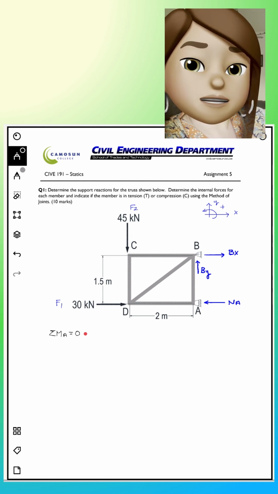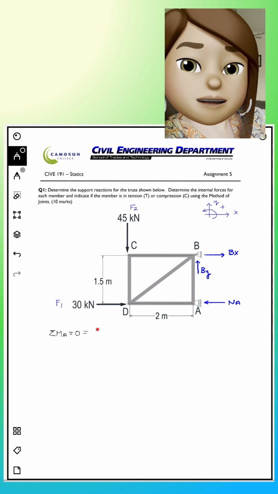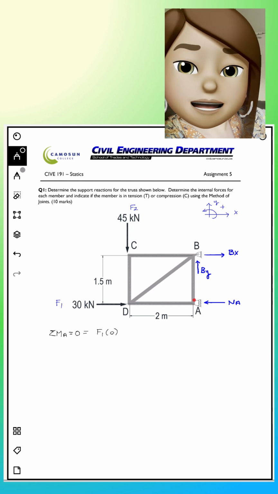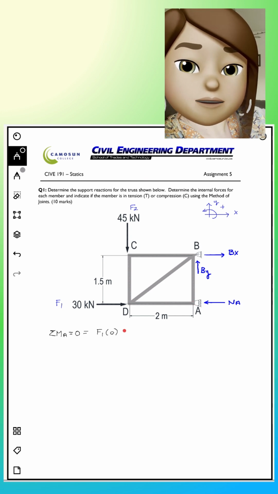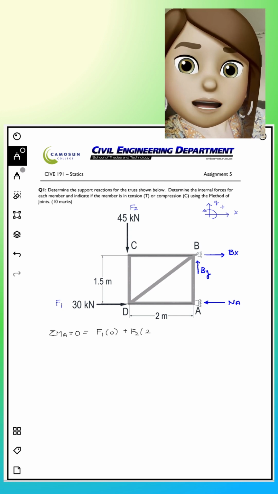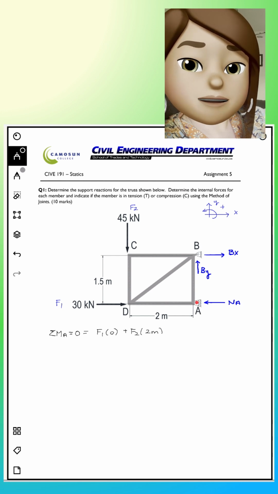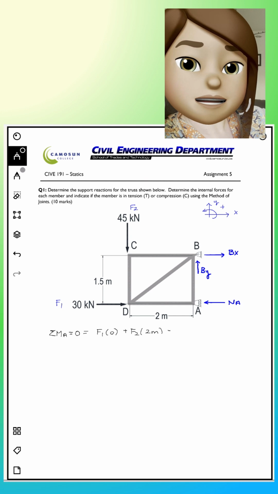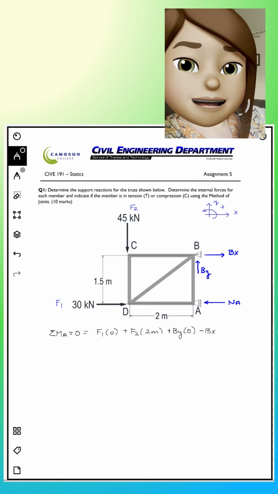Let's go. So we're going to do sum of the moments at A, solve for that BX. What do we got? We've got our force 1. It's directly in line, so no moment arm, no moment due to force there, but I'm going to label it for fun and games. We got that F2, that 45, causing a clockwise rotation, so positive. Added moment arm of 2 meters. Then we've got our BY. Again, it's got no moment arm, but let's just label it for fun. And then we've got our BX causing that negative rotation at 1.5.